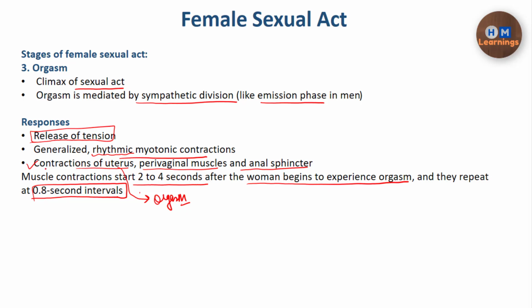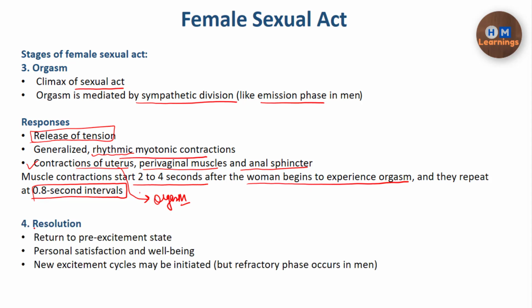Then the orgasm is going to end, followed by resolution, the phase during which all the excitement comes to normal, and all the motor responses come to the basal state. There is a return to the pre-excitement state. There is a feeling of satisfaction and well-being, and a new excitement cycle can be initiated in the case of the female. It is already known that multiple orgasms could occur in the female. There is no refractory phase, as occurs in men. In the female there is no refractory phase, so new excitement cycles may be initiated.